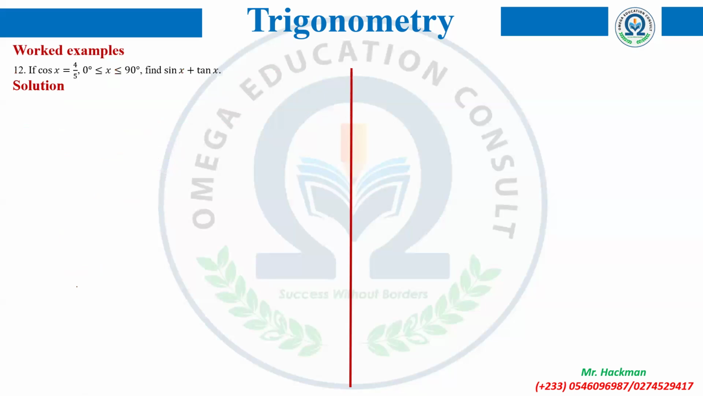Okay, so now let's look at this quickly. So solution to question number 12. What are we given? We are given cos x is equal to 4 on 5. And again, here, it is your usual angle. This is what we are supposed to find. So before I can find sine x plus tan x, I need to know sine x, its value, and tan x, its value.